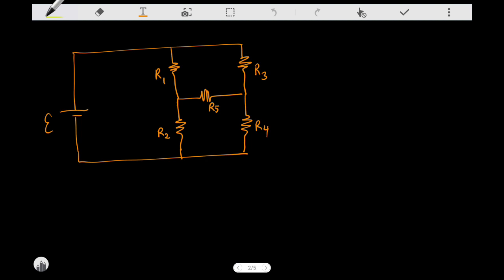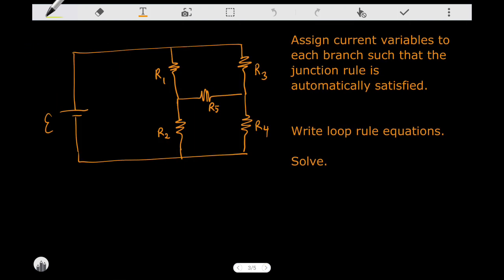Of course, over the years, people have developed certain techniques, certain approaches. I would like to describe two of them. One of them is the most commonly used one, right? What we do in that case is that we choose the currents on the branches as the variables.